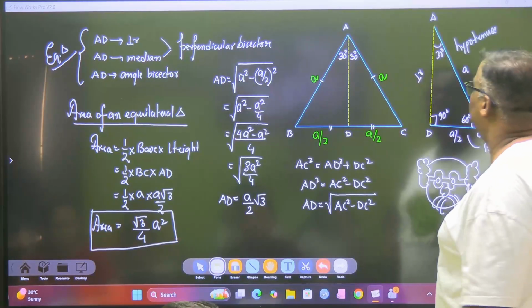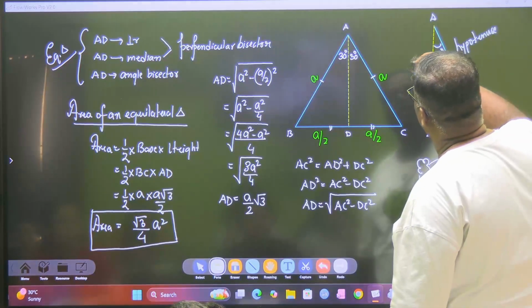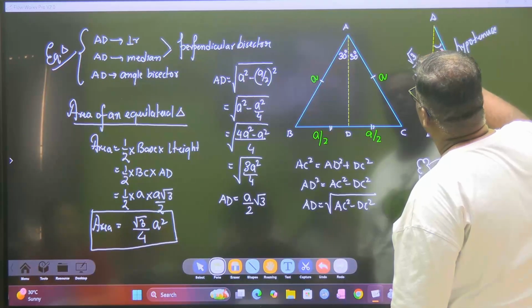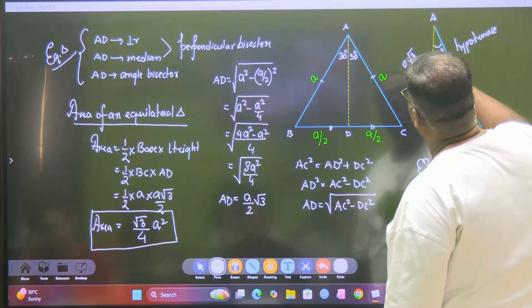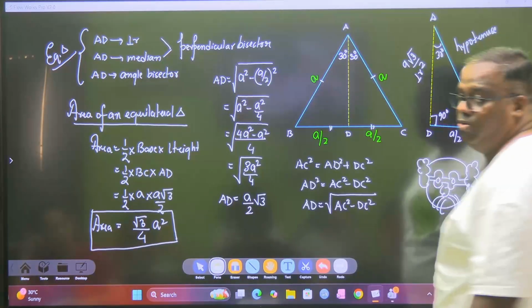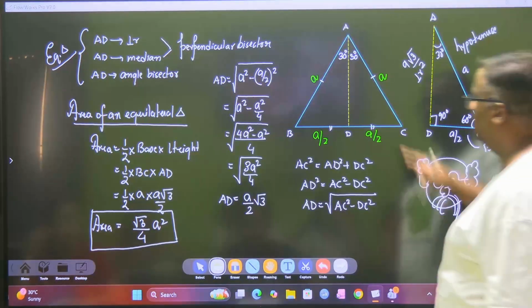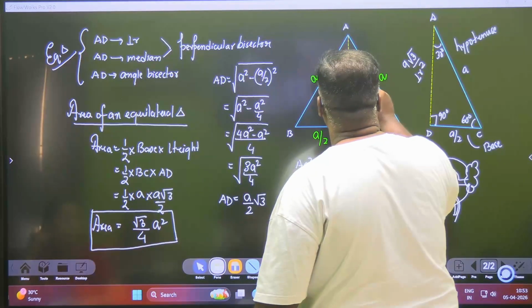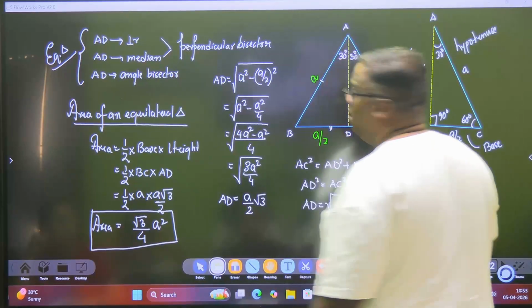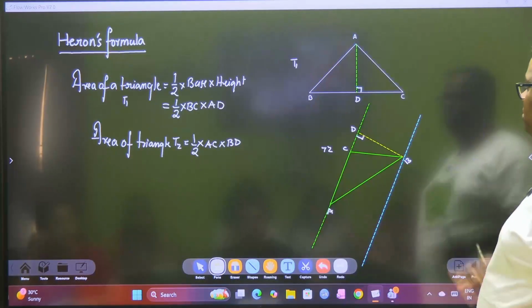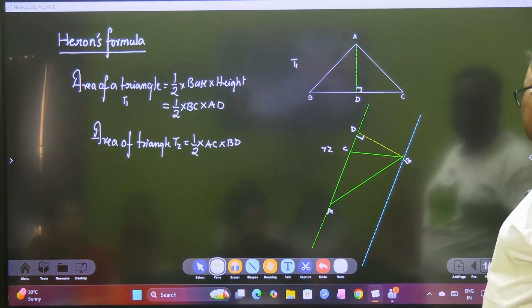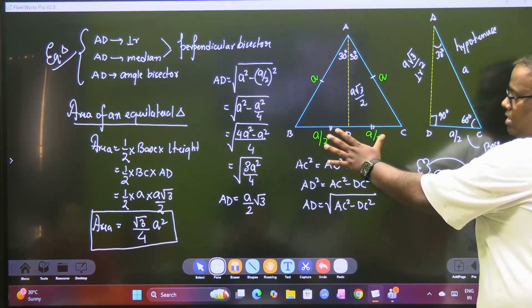So now I got the value of this AD. How much did AD come to? AD came to A root 3 by 2. This is the value I got. So the value is A root 3 by 2. Now you just apply the formula like the previous slide. Half into base into altitude. Half into base. What is the base?